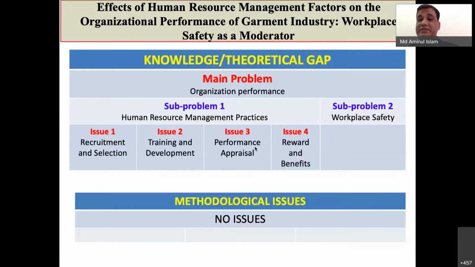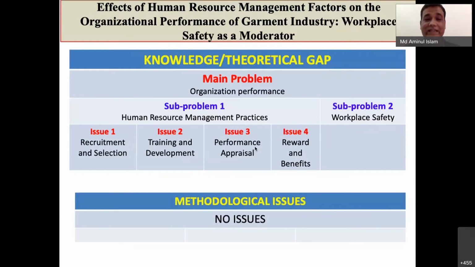So sub-problem 2, workplace safety, is a moderator. So I put it there. Now we can see here, issue 1, issue 2, issue 3, issue 4. These all are independent variables. And the main problem, organizational performance, is the dependent variable. So while I'm concluding on the definition of research problem, I'm straight taking it to the framework. That's how I'm connecting to this talk.